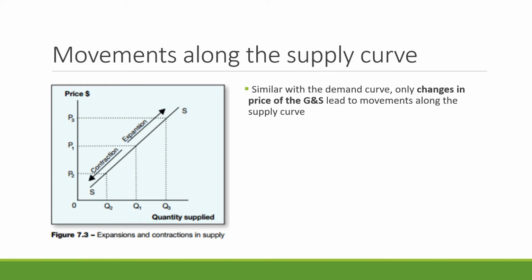Okay, so let's start by looking at movements along the supply curve. Now, just remember that just like in the demand curve, movements along the curve mean that the actual curve itself that I'm highlighting right now isn't actually moving. It stays put. You're only moving along different points on this same curve. And the only reason why that happens is a change in the price of the good or service. That's the only reason why that would happen.